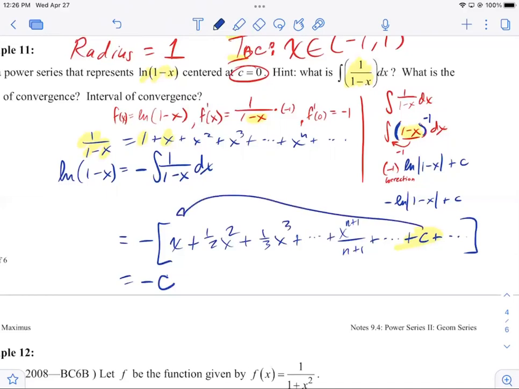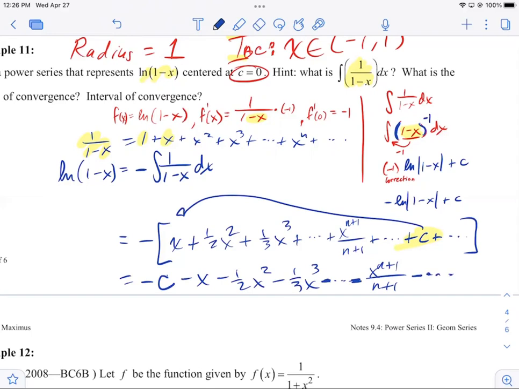And I'm also going to distribute the negative. Minus x minus 1/2 x squared minus 1/3 x cubed minus ... minus x to the n plus 1 over n plus 1 minus ... You can do minus theirs, or you can still do pluses. It's okay, because addition is just adding the opposite.